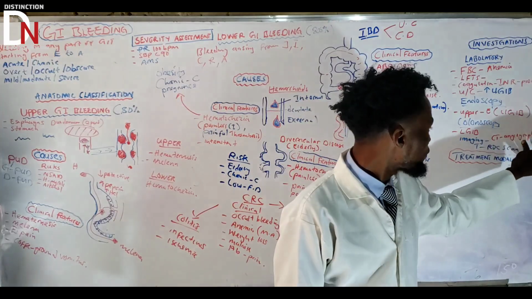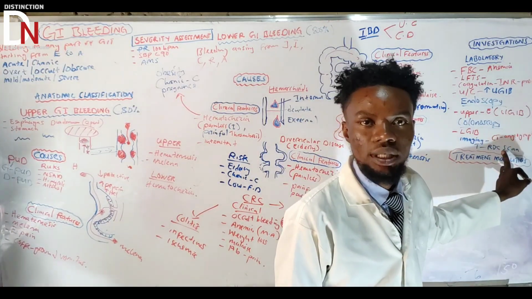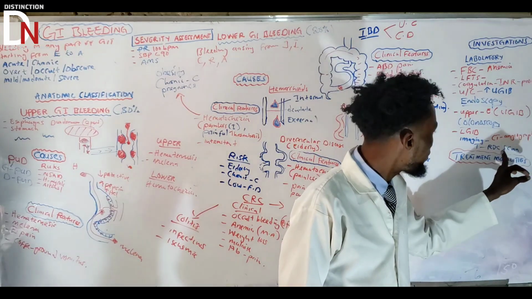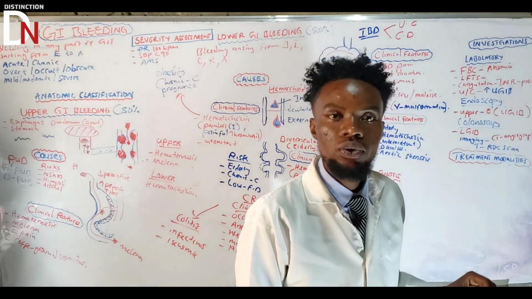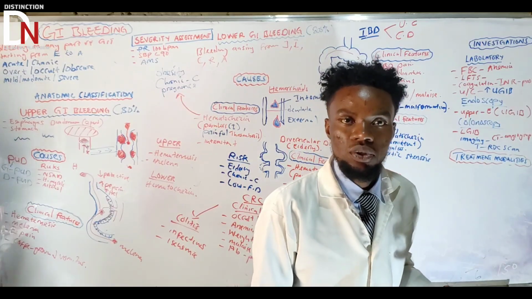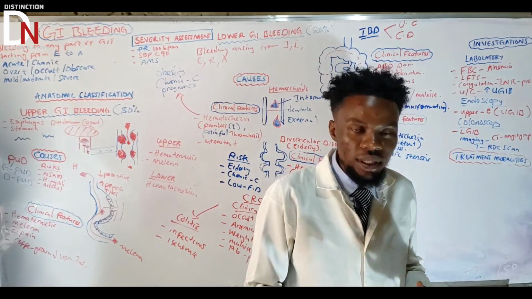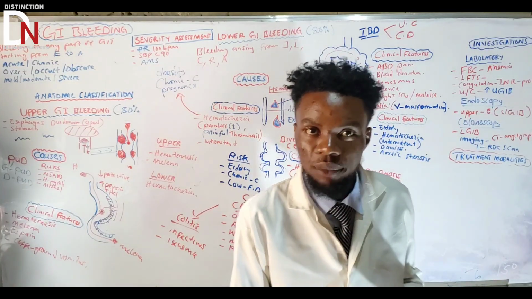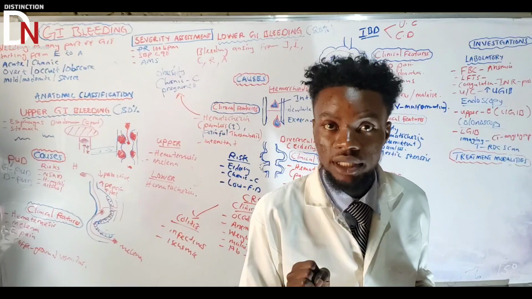Now, what about the tagged red blood cell scan? When is it important? It is important if the CT angiography is also not showing the source of bleeding. Basically, the type of bleeding we call intermediate type of bleeding. The intermediate type of bleeding is so difficult to find the source where it is coming from.